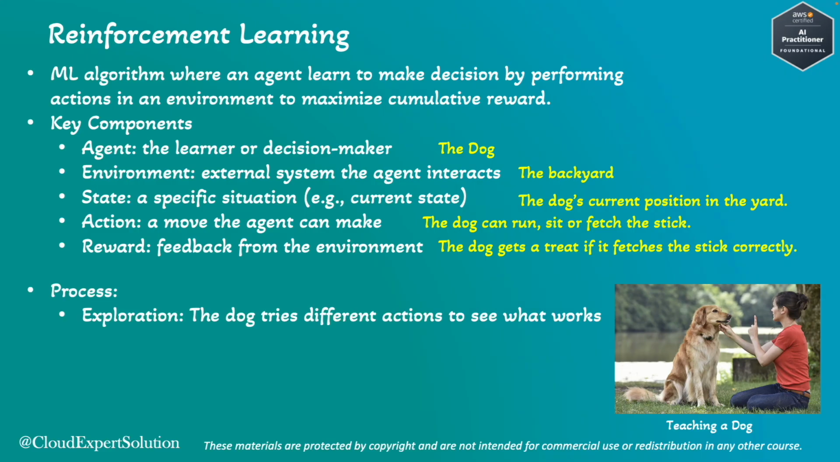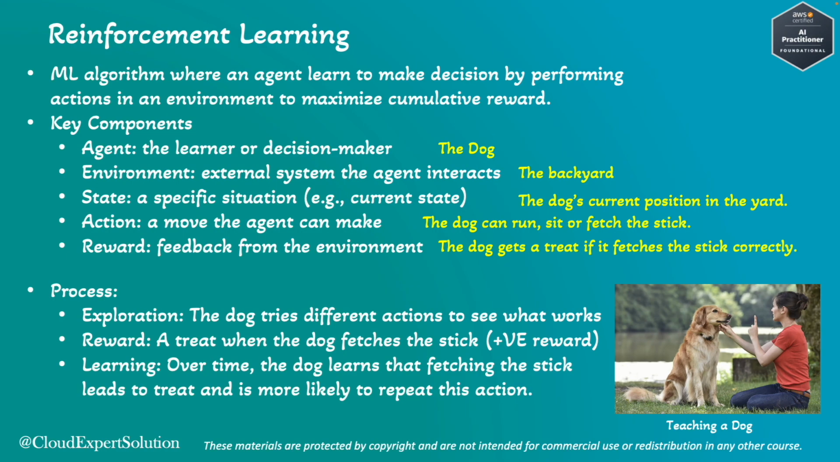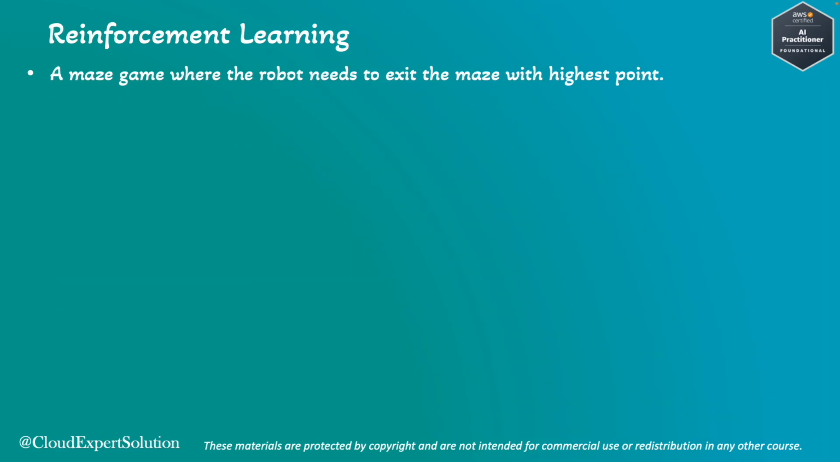Now in that process, the first phase is exploration, when the dog is not trained and tries different actions to see what works. Then the second is reward. A treat will be given to the dog if it is able to fetch the stick. We call that a positive reward. And next, the learning. It's a continuous learning process. Over time, the dog learns that fetching the stick leads to a treat, and it's more likely to repeat that action.